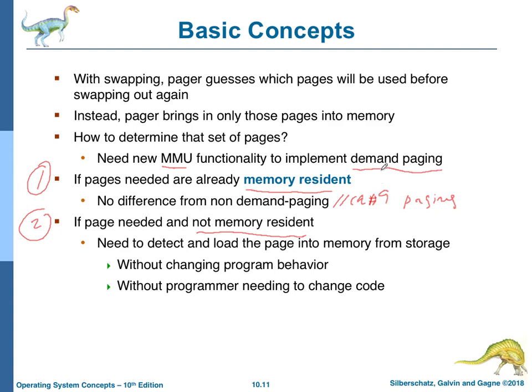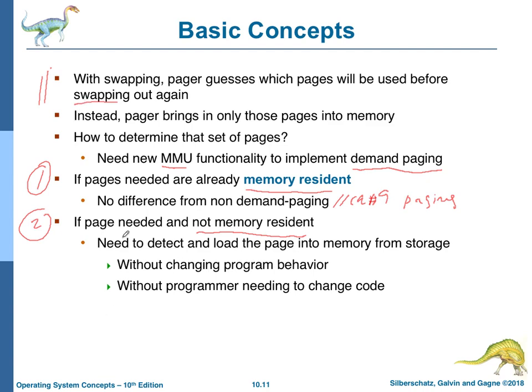However, the implementation is done using the swapping operation. We know swap in and swap out. I have already told you about swap in and swap out. Previously we were swapping in and swapping out the entire process, but now we are only swapping in and swapping out pages of the application. So a part of the application, some routines of the application, not the entire application.